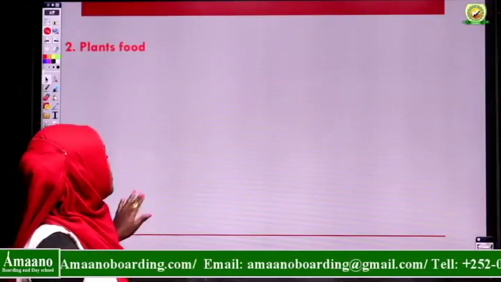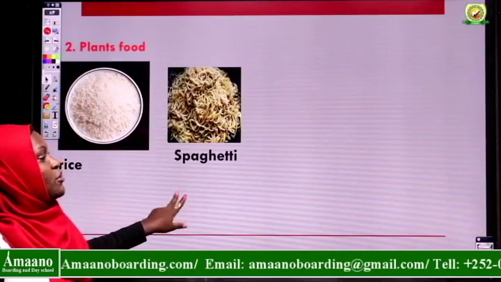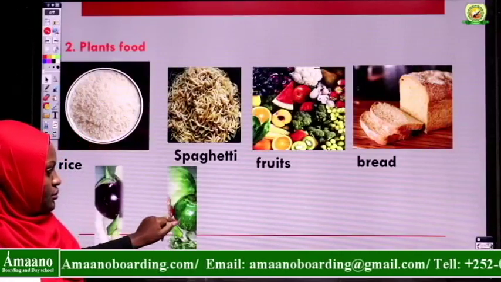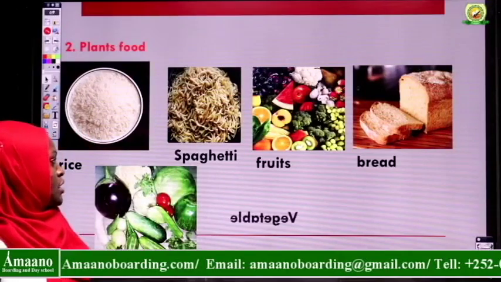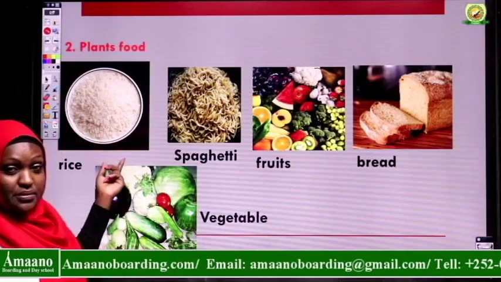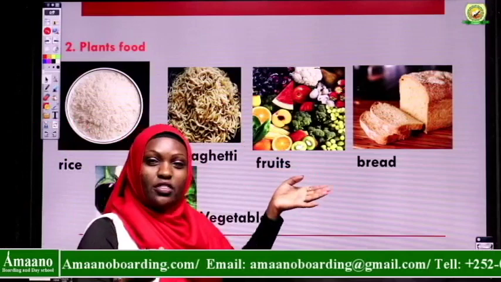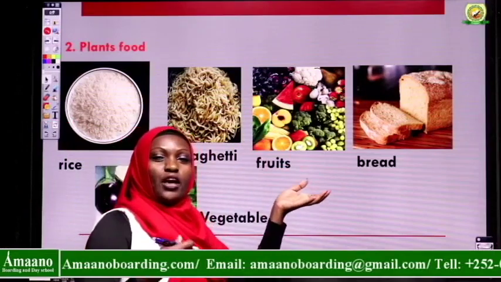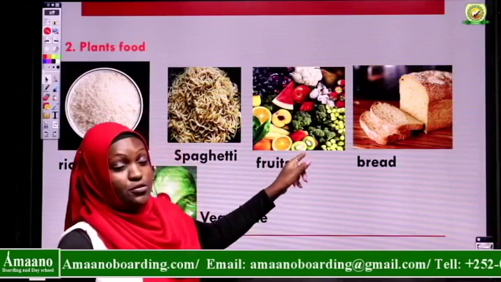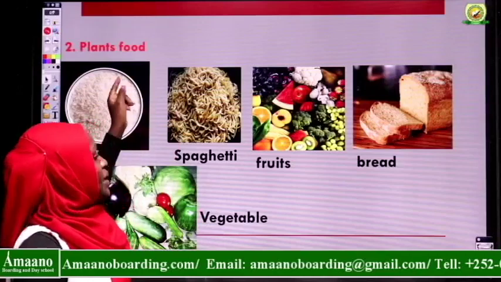We have plants food, and these are just examples of food that we get from plants. So these are the examples of plants food. We have rice, we have spaghetti, and all types of fruits, all the fruits you know, the watermelon, the oranges, the apple, all these are fruits. So where do we get fruits from? We get fruits from plants.